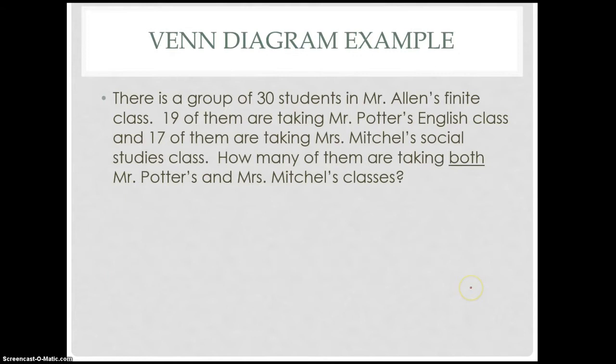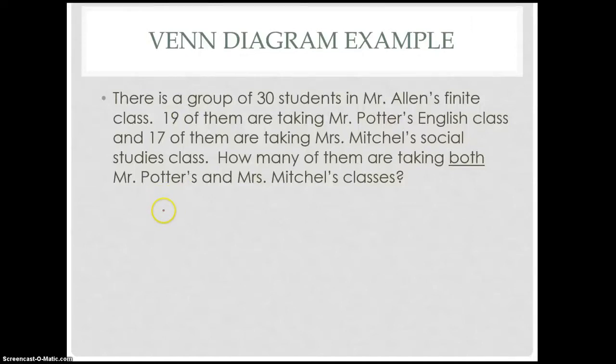Let's do a word problem using a Venn diagram. It says there is a group of 30 students in Mr. Allen's finite class. 19 of them are taking Mr. Potter's English class. 17 of them are taking Mrs. Mitchell's social studies class. How many of them are taking both Potter's and Mitchell's classes?